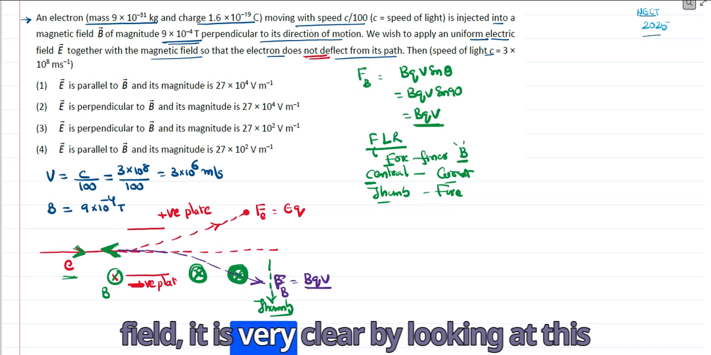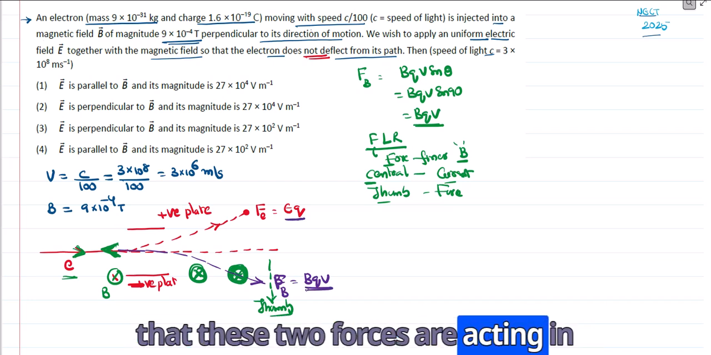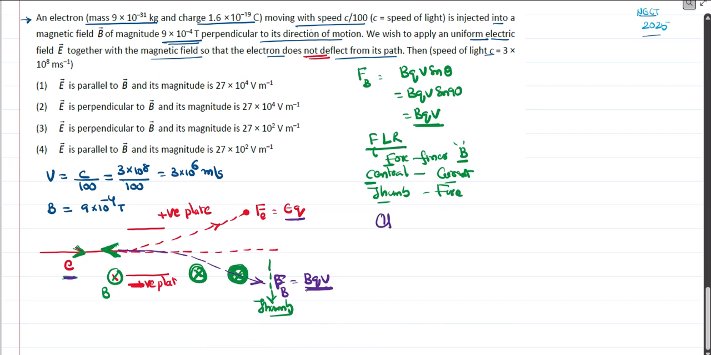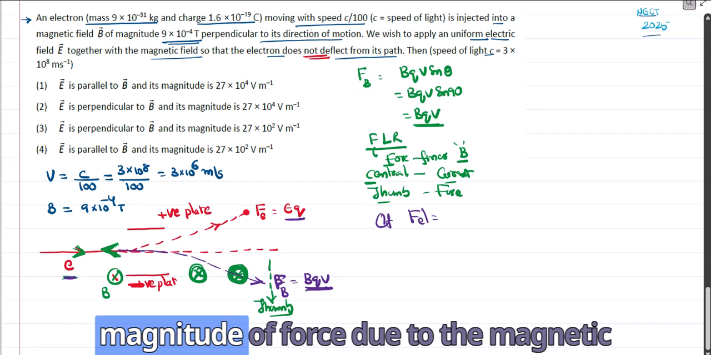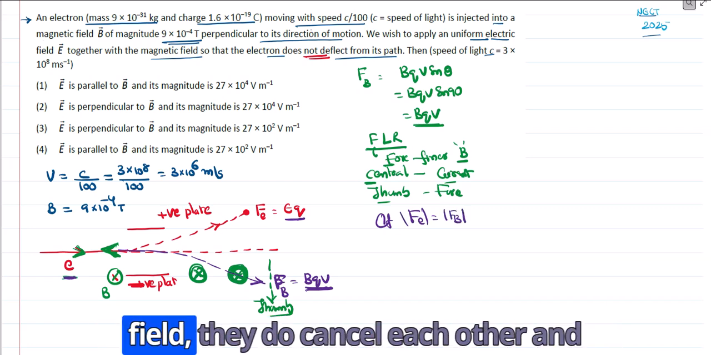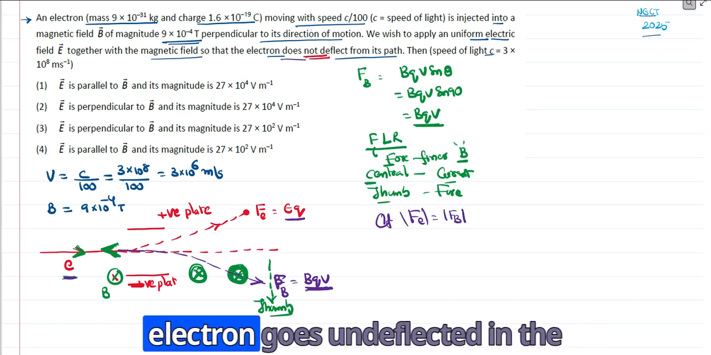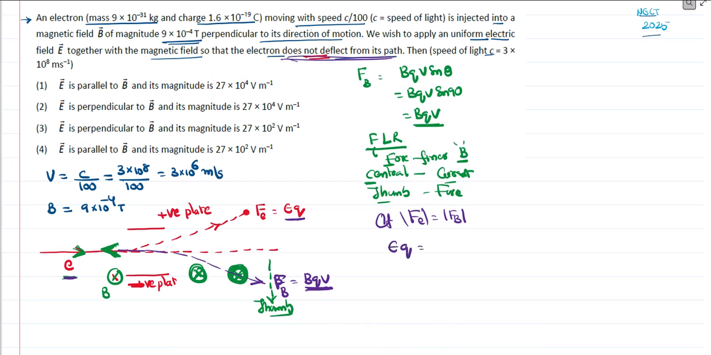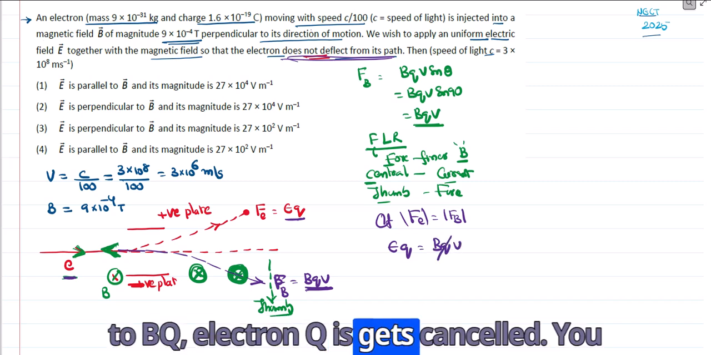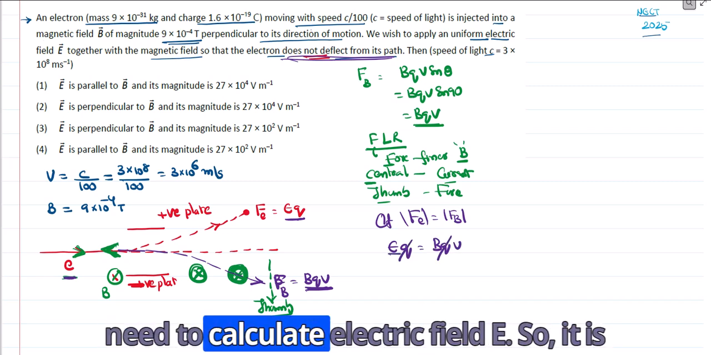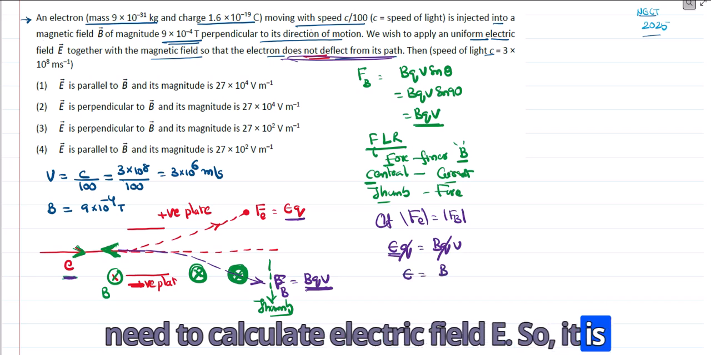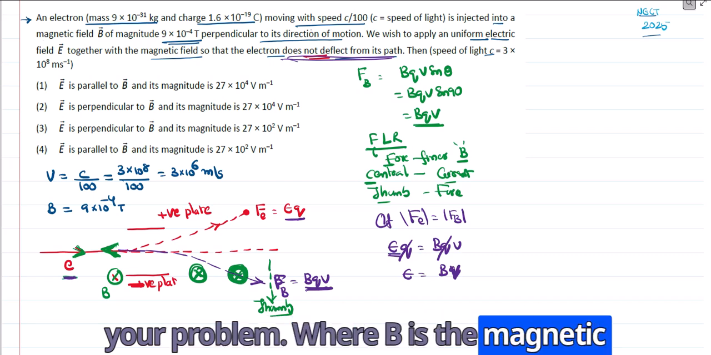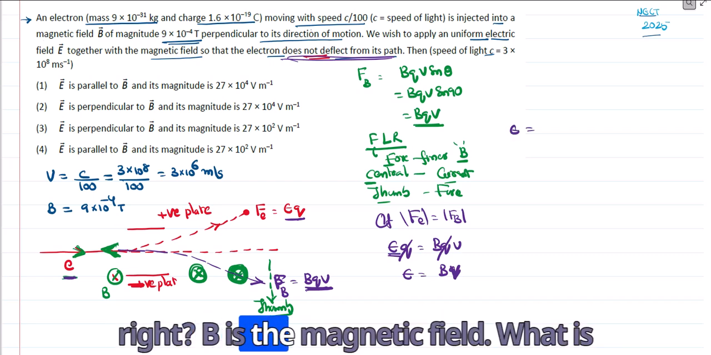It is very clear that these two forces are acting in opposite directions on the same charged particle. So if the force due to the electric field is equal in magnitude to the force due to the magnetic field, they cancel each other and the electron goes undeflected. So EQ equals BQV, Q gets cancelled. The electric field E is BV. That's the answer for your problem, where B is the magnetic field.